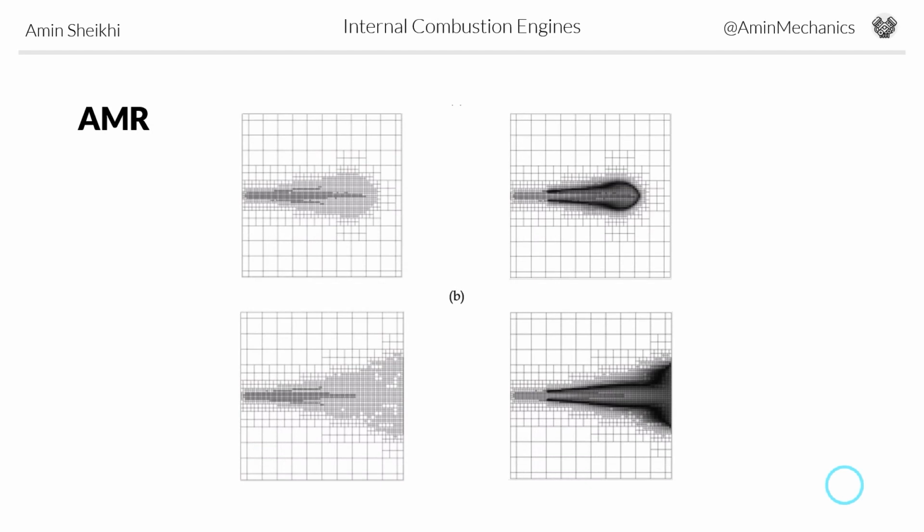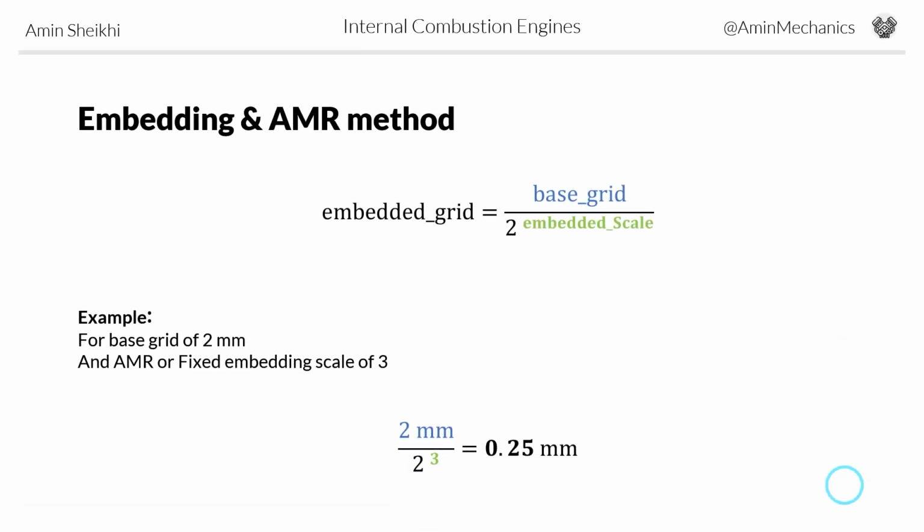mesh size. For each fixed embedding, you must specify an embedding scale that indicates how Converge will refine the grid in that location. Converge scales the embedding grid according to this equation, where base grid is the cell size of the base grid in X, Y, and Z directions. Embedded scale is the scaling factor, and embedded grid is the new grid size in all 3 directions. For example, if we use 2 mm for base grid and use AMR or fixed embedding scale of 3, then we will get 2 divided by 2 to the power of 3 gives 0.25 mm.